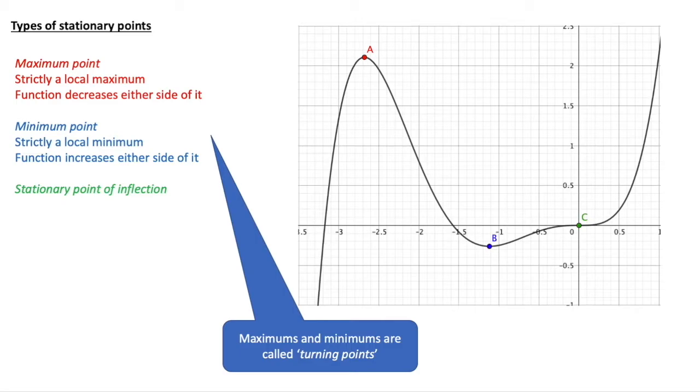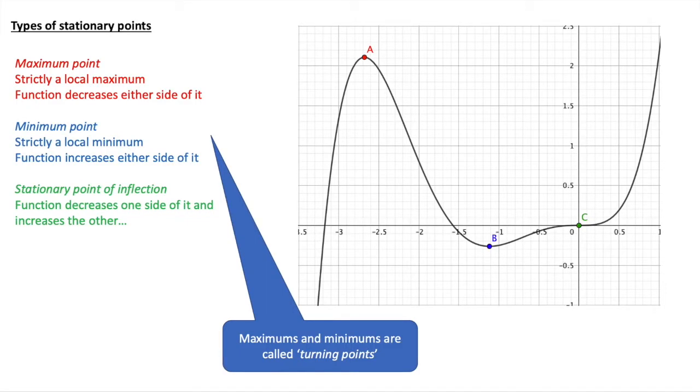We also have point C, which is called a stationary point of inflection, and the function decreases to one side of it, so if we move towards the negative, the function goes down from C, and it increases the other side, so if we move towards the positive, then the function increases.